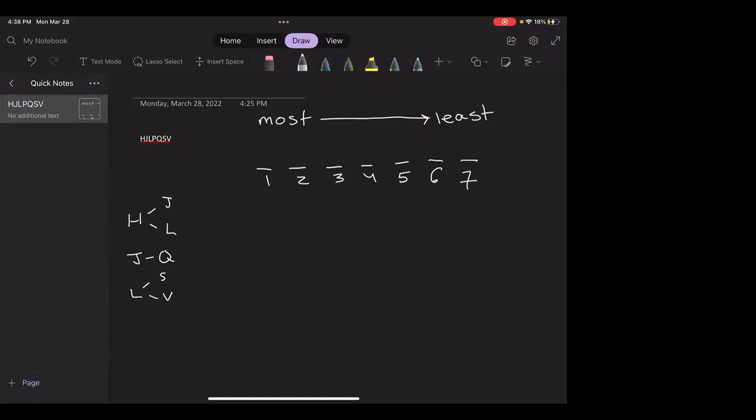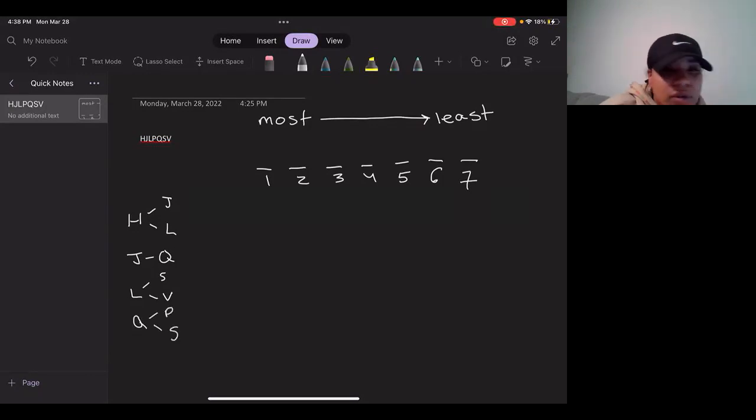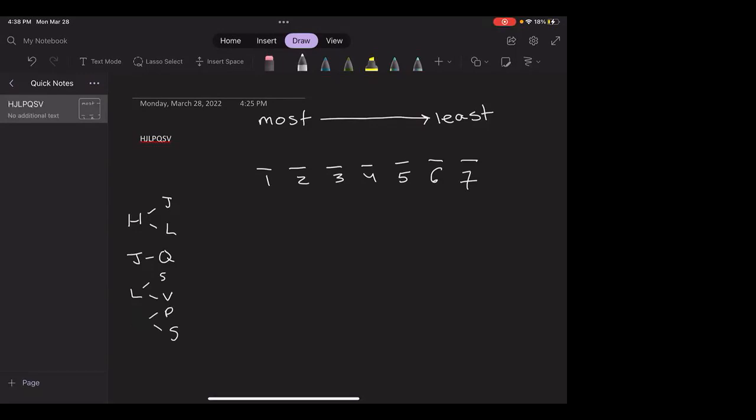Oh, okay. P and S are each less popular than Q, so Q would come before P and S. And then S is not 7, so it will not go in the last spot. Yes, perfect. S not 7 with the little line. So the one that we can automatically put on our board is S cannot go 7th, right?